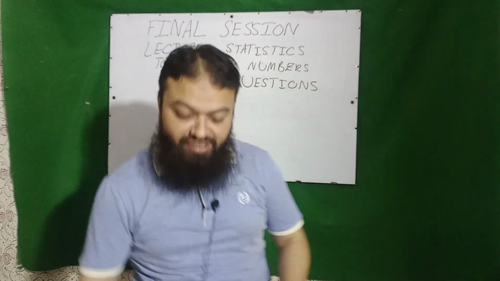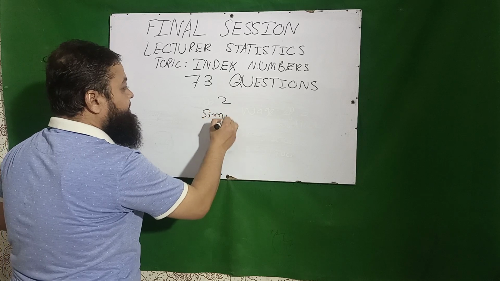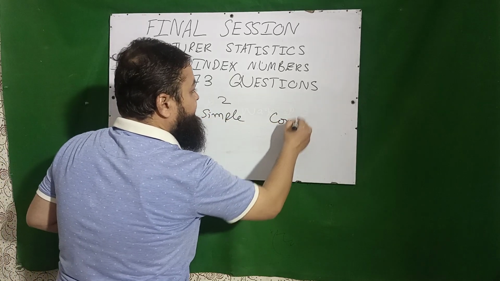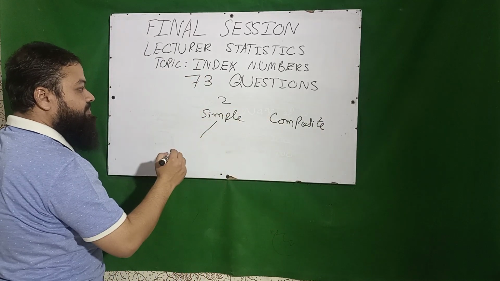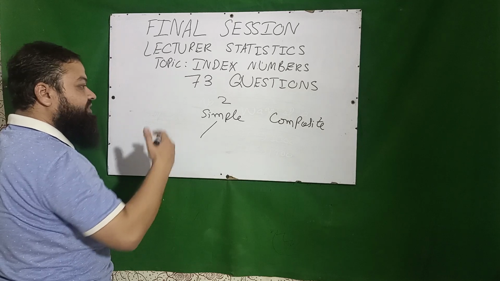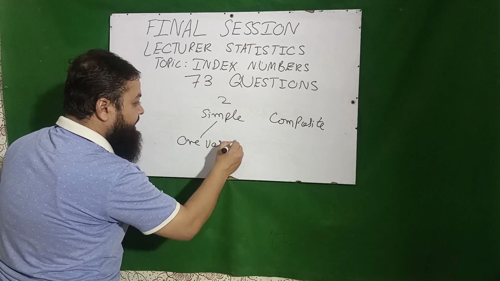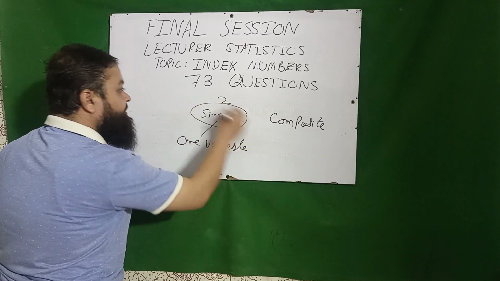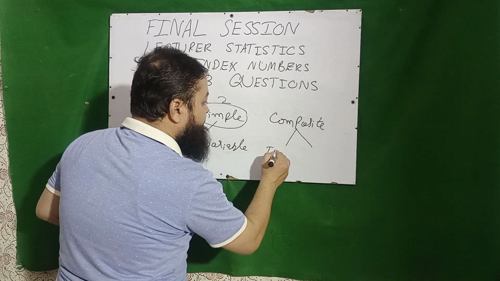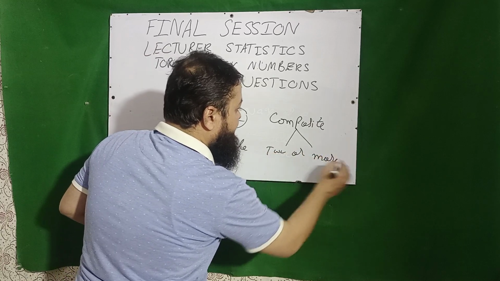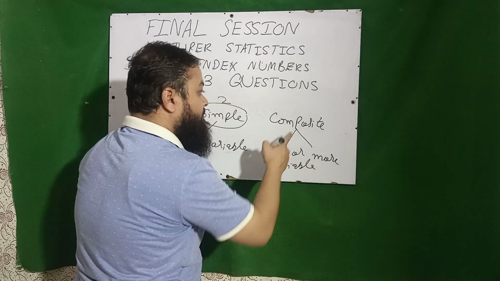Next question is, how many types of index numbers? There are main two types of index numbers. One is simple index number. Second is composite index number. Whenever we want to measure the statistical change in one variable, then we are talking about the simple index number. And whenever we are interested in measuring the change in two or more variables, we are interested in composite index numbers.